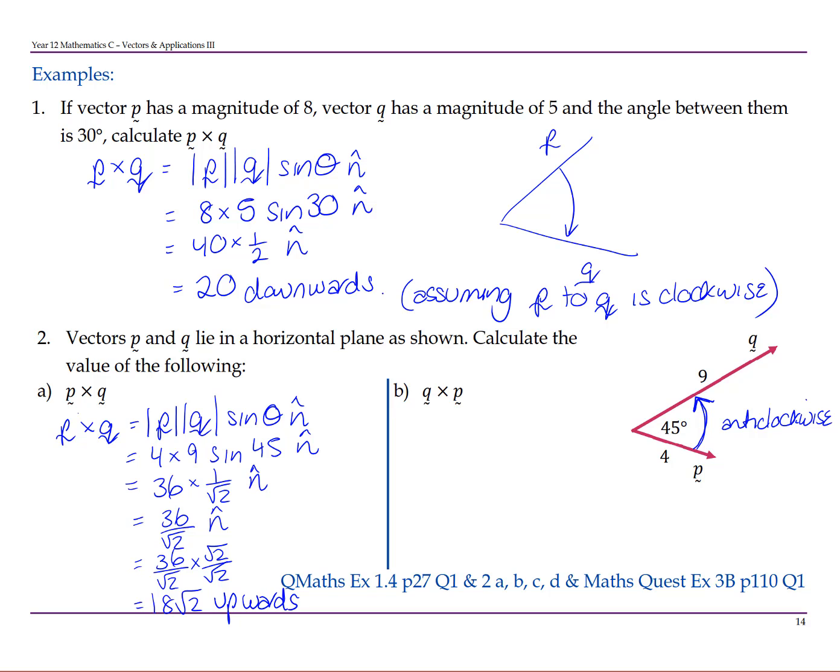If you're a bit rusty on rationalising the denominator, that's 36 root 2. Root 2 times root 2 is 2. 36 divided by 2 is 18 root 2. So the next one, I have Q times P. It's just in the opposite direction, so that's going to be negative 18 root 2, or 18 root 2 downwards.